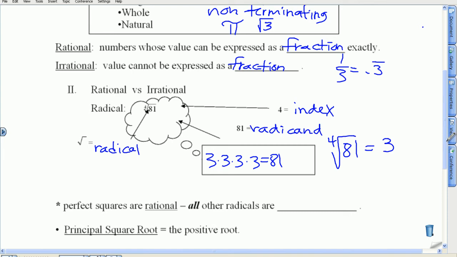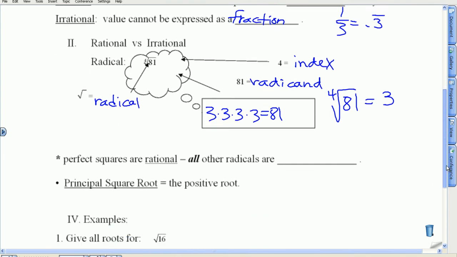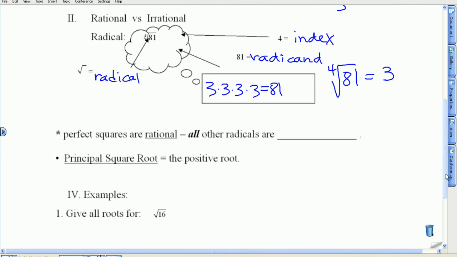And for the most part, we're going to use technology, i.e. your calculator, to do that. But that is kind of the logic behind how you would take the fourth root of 81. Perfect squares are rational. Everything else are irrational numbers. If you cannot take the square root of it, it's an irrational number. That is really important.